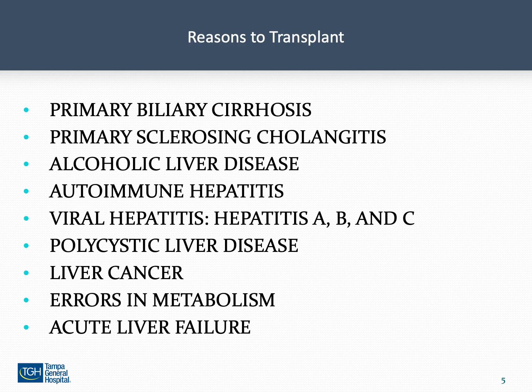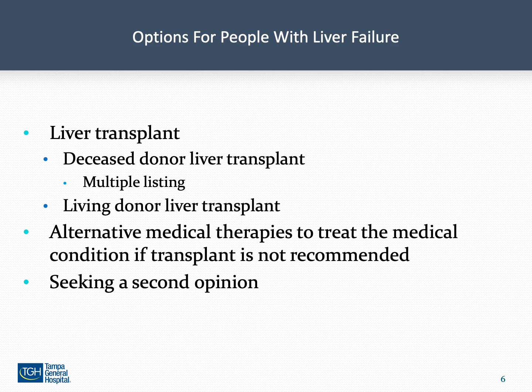There are many reasons why a patient needs a transplant. Part of your evaluation will be to determine your diagnosis so that we can treat you effectively. There are different options for people with liver failure. Liver transplant to include deceased donor liver transplant or living donor liver transplant, alternative medical therapies to treat the medical condition if transplant is not recommended. If you don't agree with our recommendations, you have the option to seek a second opinion from another transplant center.